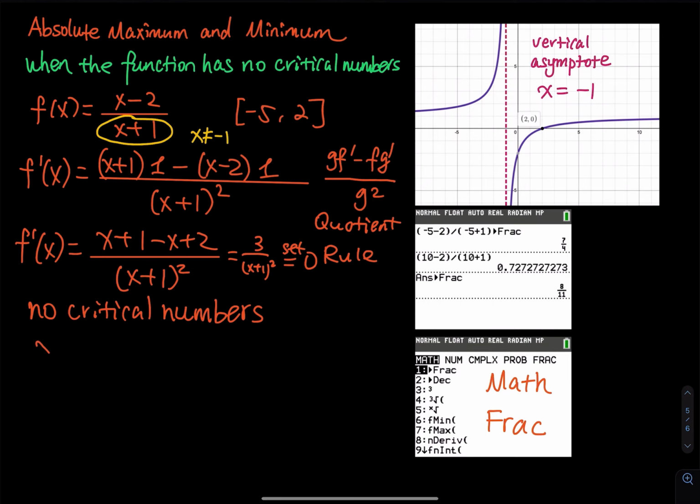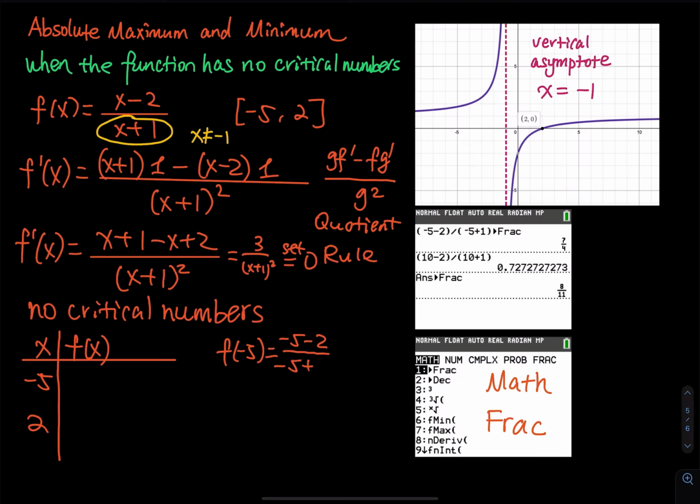So let's test the endpoints. We have x, negative 5 and 2, and then we test them using f of x. Plug in negative 5: f of negative 5 is negative 5 minus 2 over negative 5 plus 1, which is negative 7 divided by negative 4. So overall, you have 7 over 4. And when x equals 2, you have 2 minus 2 over 2 plus 1, so this is equal to 0.